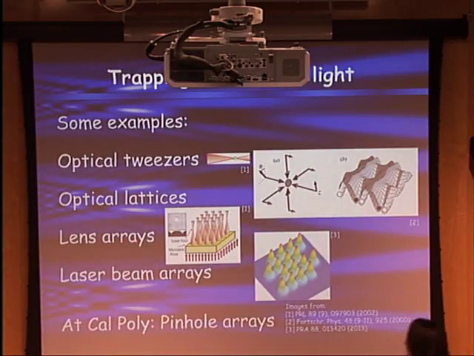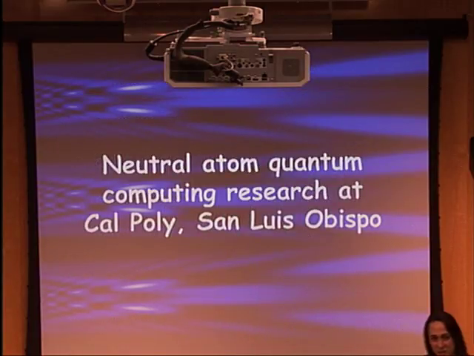And then the approach that we're taking at Cal Poly is we discovered that you can trap atoms in a diffraction pattern behind a pinhole. I'll show you that in a moment. And so if you make a 2D array of pinholes, then you can trap atoms in the pattern behind that. And those pinhole patterns have bright spots and dark spots available, so we can choose if we want to trap them at bright spots or dark spots. So it's a very versatile pattern in that sense. Okay, so with that, I'm now ready to tell you about my work that I'm doing at Cal Poly with my students.